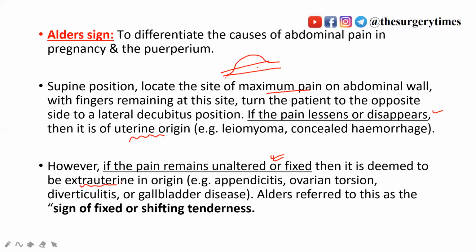If the pain lessens or disappears, then it might be due to leiomyoma or concealed hemorrhage. Whereas if it is extrauterine in origin, where the pain remains unaltered or fixed over there, then that may be due to right lower quadrant pathology, with differential diagnoses like appendicitis, ovarian torsion, diverticulitis, etc. Alder's sign is the sign of fixed or shifting tenderness. So this completes Alder sign.